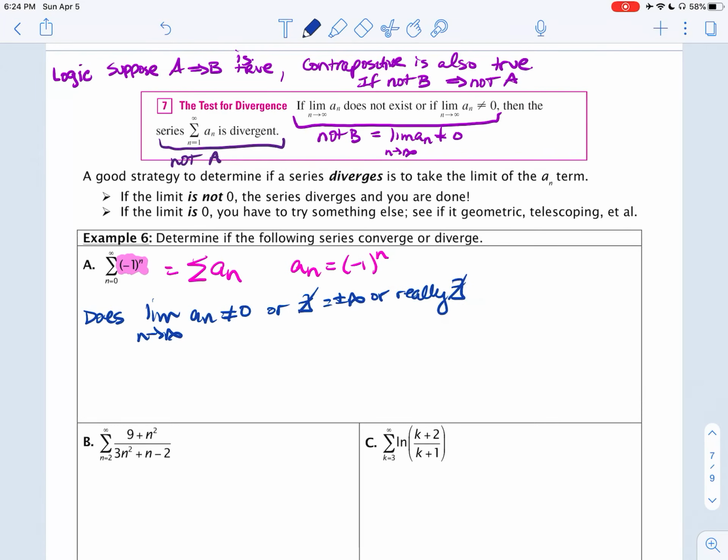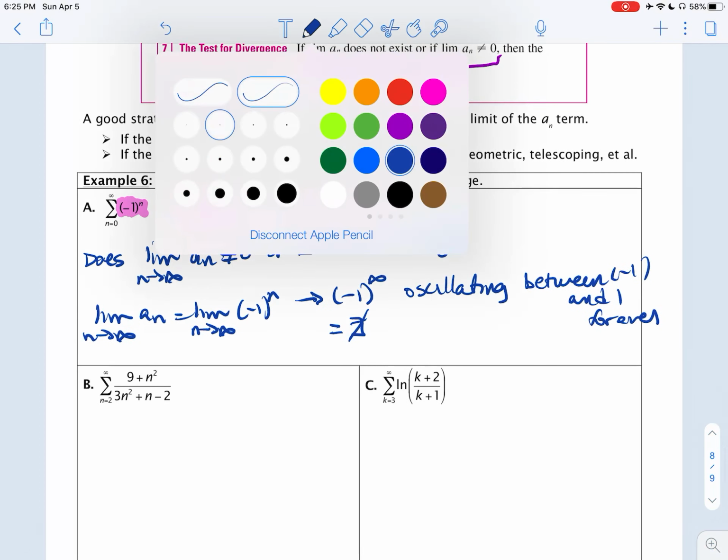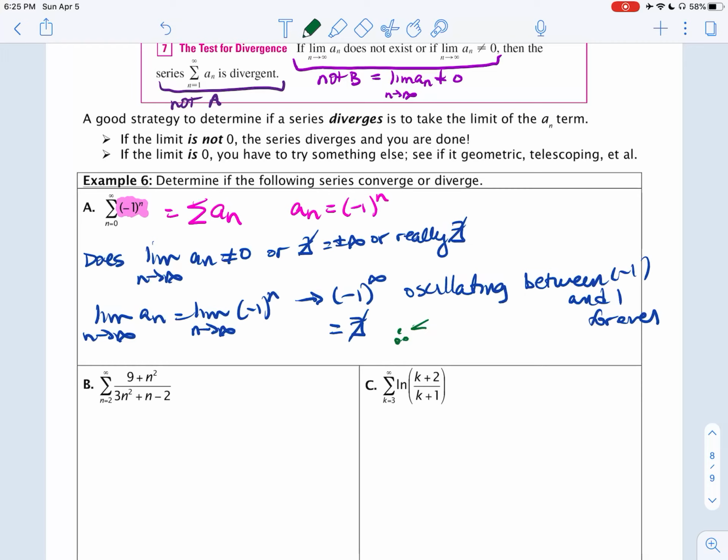And remember, does not exist is plus or minus infinity, or it really does not exist. So I'm looking at what is the limit of my a sub n as n goes to infinity. That's going to equal the limit as n goes to infinity of minus 1 to the n, and that's going to go to minus 1 to the infinity. So that is oscillating between minus 1 and 1 forever. And so we really say that this limit does not exist. So what is our conclusion? We say, therefore, my series, negative 1 to the n from n equals 0 to infinity, diverges by the divergence test.